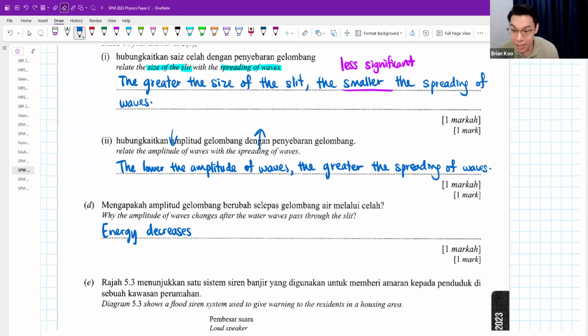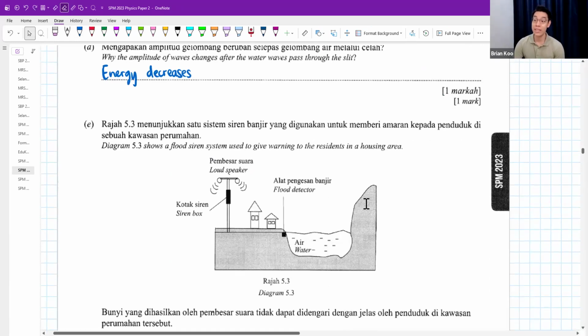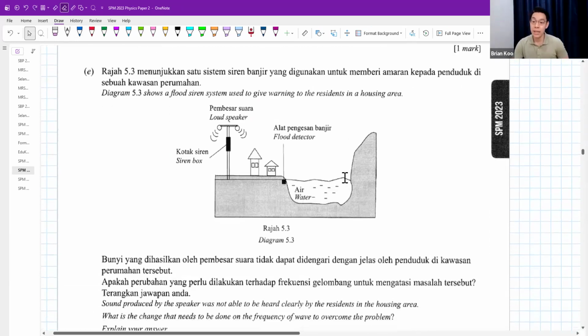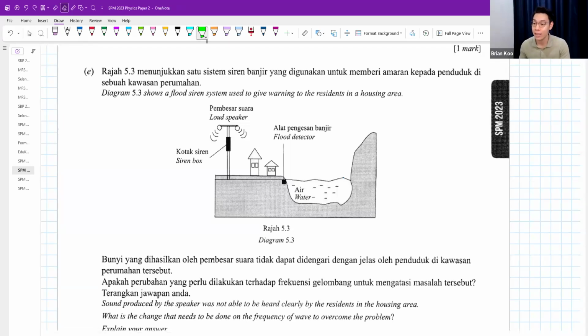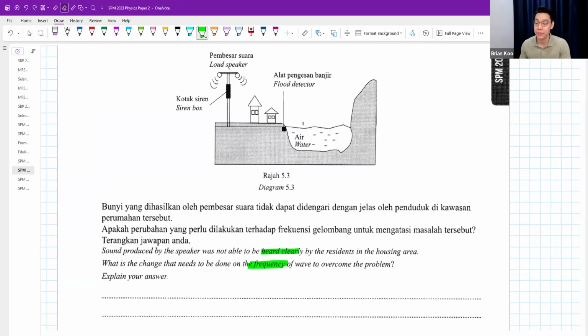Okay, then part E. The diagram shows a flood siren system used to give warning to the residents, the housing area. Sound produced by the speaker is not able to be heard clearly by the residents in the housing area. What is the change that needs to be done on the frequency? Okay, explain. What do you want to do to the frequency of the wave to overcome this problem? This is a very good K-bar question.